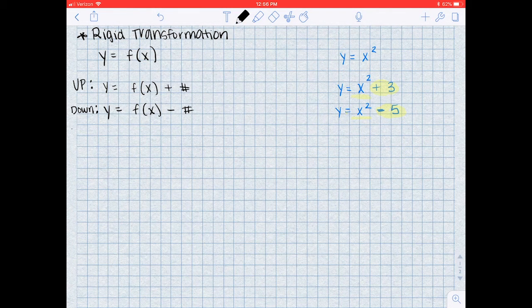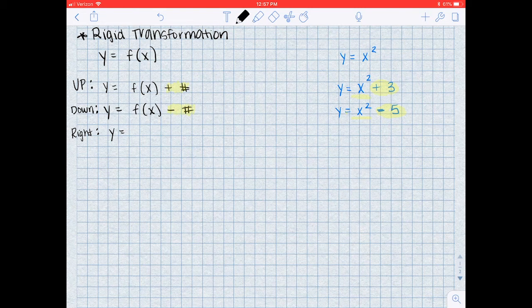The next direction would be right. This one's going to seem a little weird. We've already written 2 up and down. We've written 2 different types of transformations where I add or subtract on the outside of the parent function.